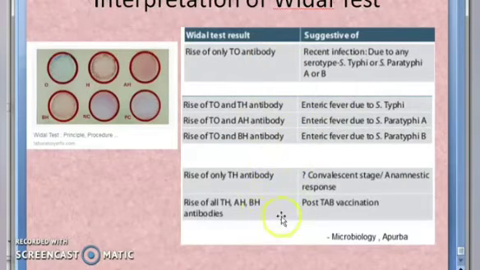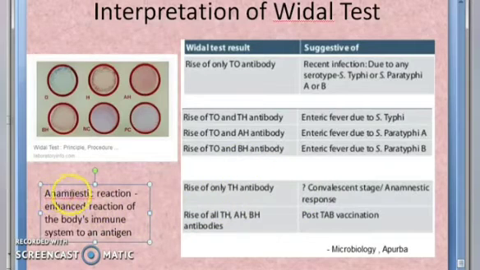Correct? Now, 2 strange things are there. If a person has all the H's, TH, AH, BH, everything, then he has a vaccination. Now, what if only TH rises, there is no TO. So, TO has gone and TH is there. That means, you remember we had studied that O is early to come and early to leave, but H will be late to come and late to leave. So it means that person is in a convalescent stage. Or it could be an anamnestic reaction. That means an enhanced reaction of the body that is immune to an antigen. Don't bother much about those things.